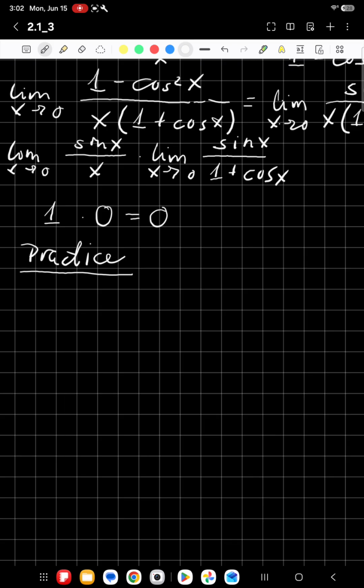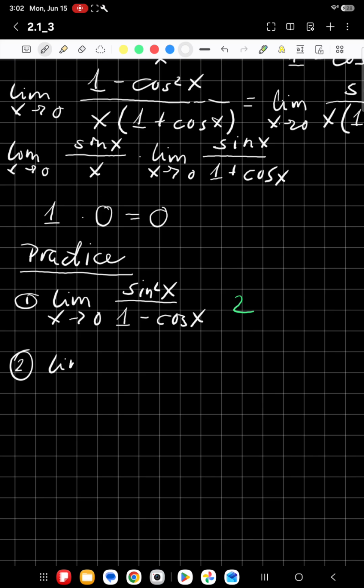The first one is the limit as x approaches 0 of sine square x over 1 minus cosine x. So that's the first problem. The answer for this one is 2, and you need to figure it out, show work, etc.